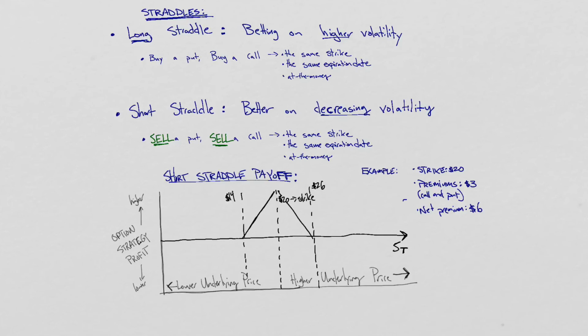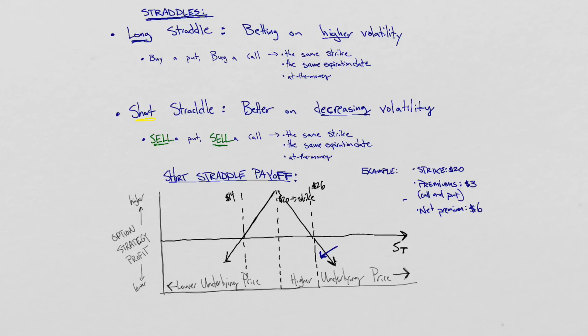But if the stock price moves outside of this range, if it falls by more than $14, or if it rises by more than $26, you'll lose money. So with a short strategy, you're short volatility, because if volatility rises, then this is where you're going to lose money. And in fact, if the stock price rises by a crazy amount, then you can lose crazy amounts of money too.